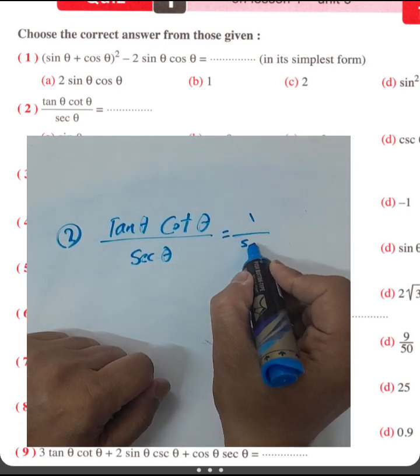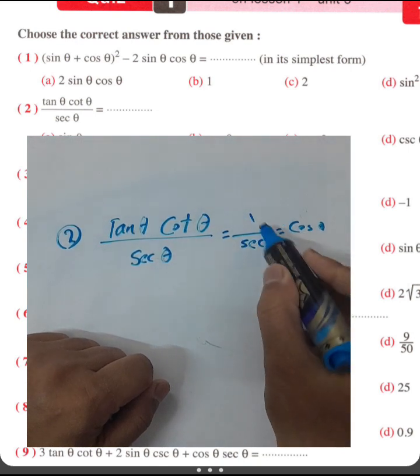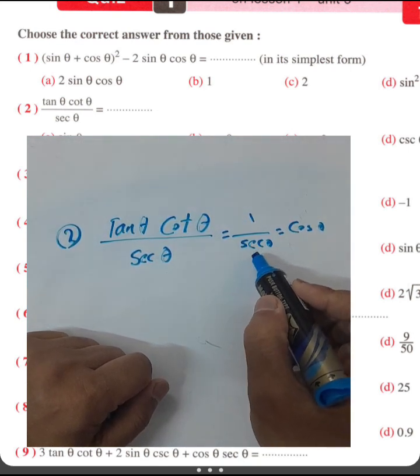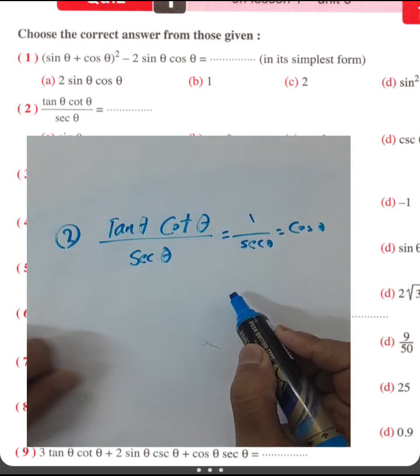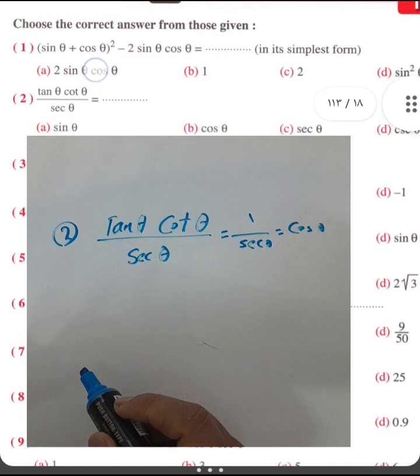1 over sec theta will be cosine theta, because cosine theta equals 1 over sec theta, or sec theta over 1 equals 1 over cosine theta. Then the result will be cosine theta. Choose letter B.